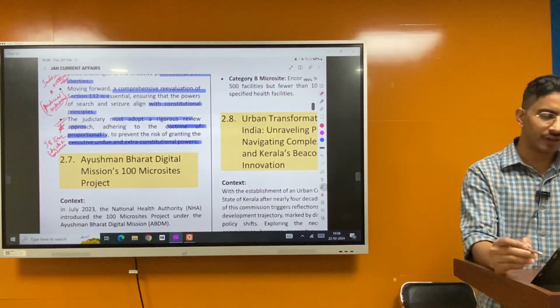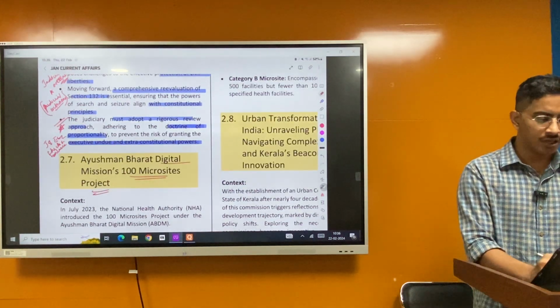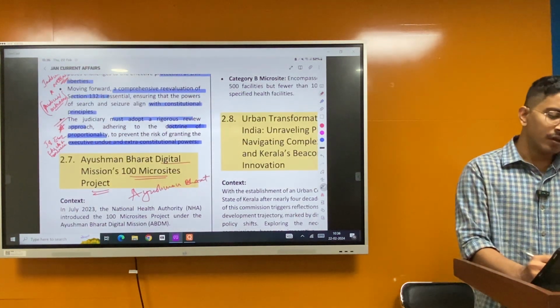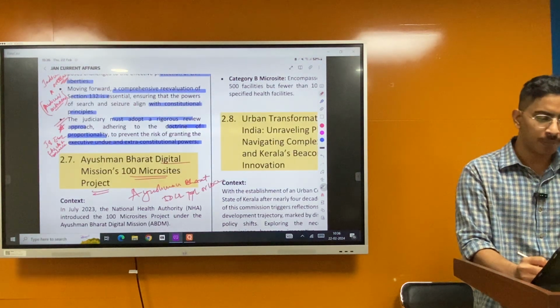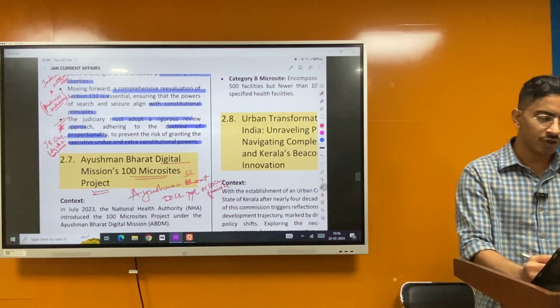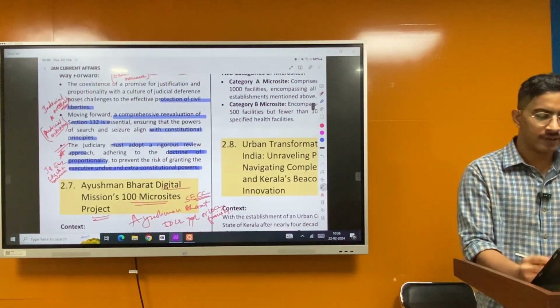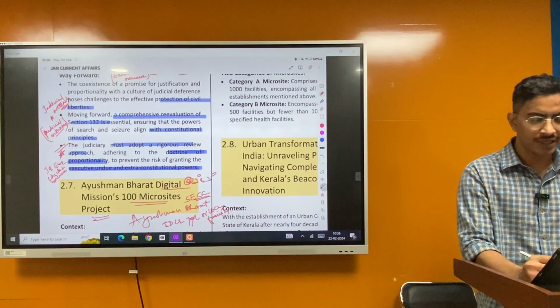Next is Ayushman Bharat Digital Mission 100 Microsite Project. So this Ayushman Bharat is very important. It covers 50 crore people or 10 crore families. It is based on the Socioeconomic Caste Census, and it is for secondary and tertiary healthcare services.